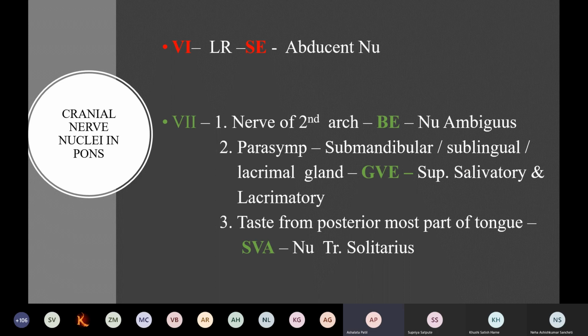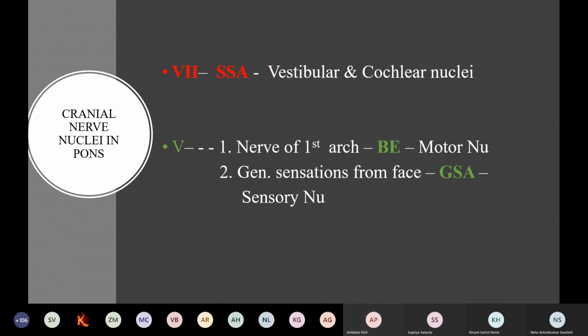Then the 6th nerve is purely motor. It supplies only one muscle, the lateral rectus. So the abducent nucleus is seen in the pons. The 7th nerve is of the 2nd arch. It has a branchial efferent component and a parasympathetic component, the general visceral efferent. These nuclei are the superior salivatory nuclei, supplying the submandibular and sublingual glands and the lacrimal gland through the pterygopalatine ganglia. For taste sensation, it has a special visceral afferent component.